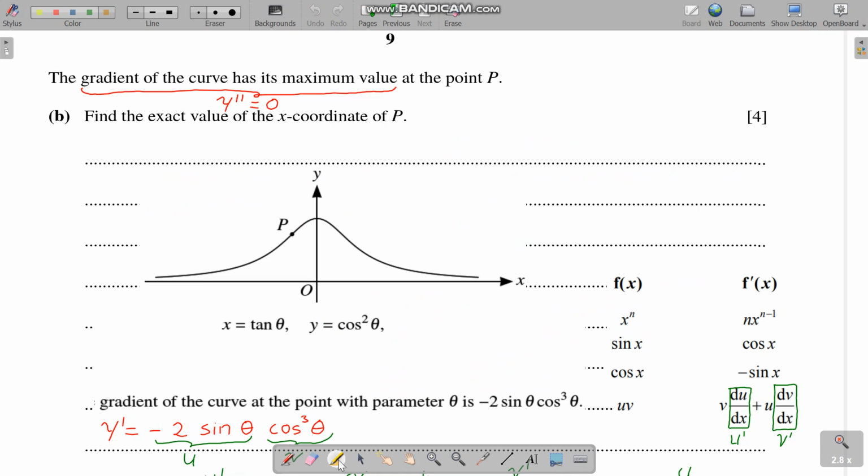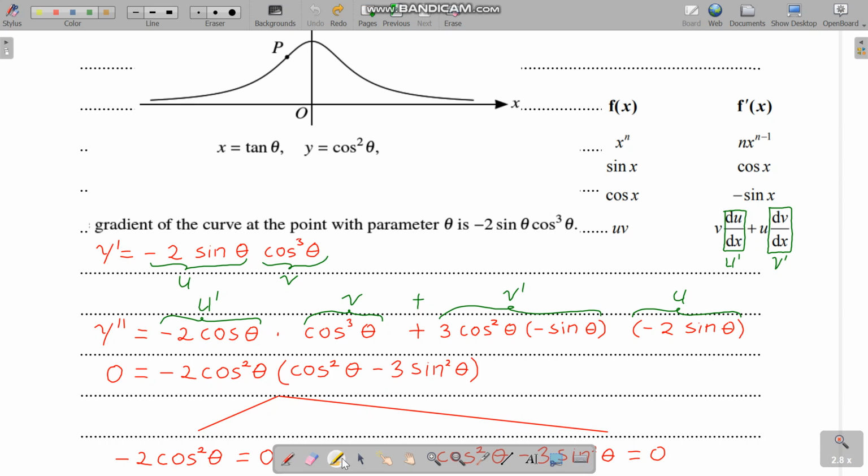Now the next part, gradient maximum value. Notice that this is the maximum value of the gradient, not the maximum value of the curve or the function. Because we are finding the maximum value of the gradient, we are finding where the derivative of the gradient equals 0. The gradient is y prime, and the derivative of y prime is y double prime. So what we are solving is actually y double prime equals 0.